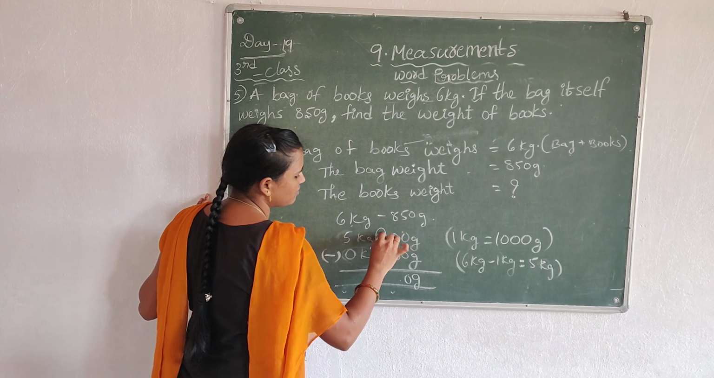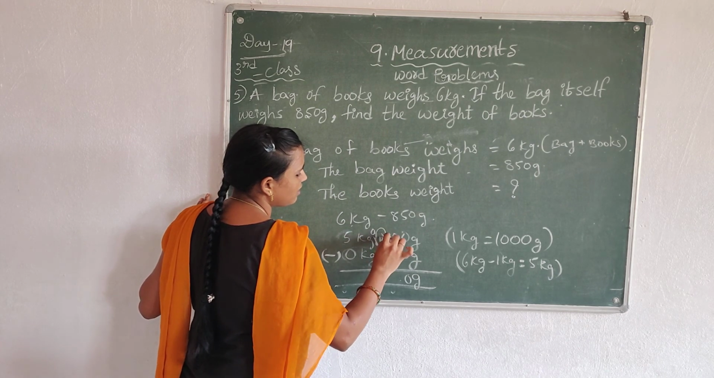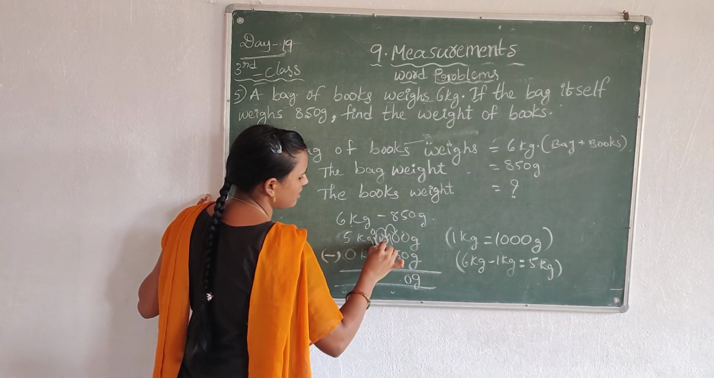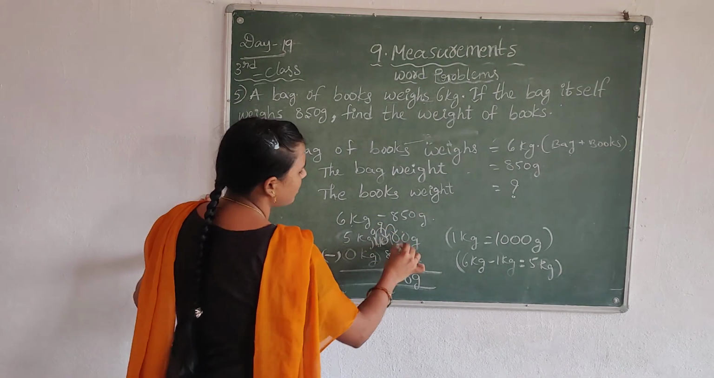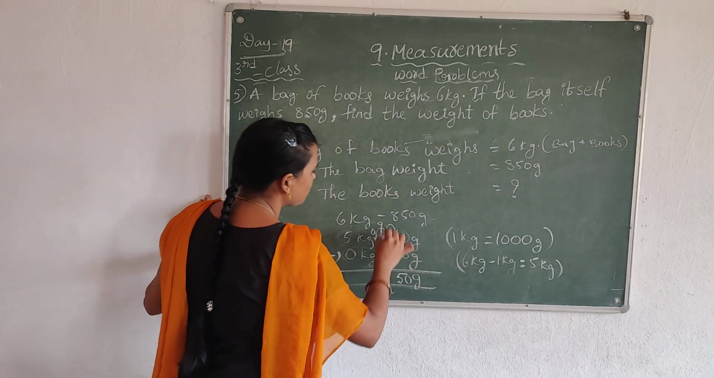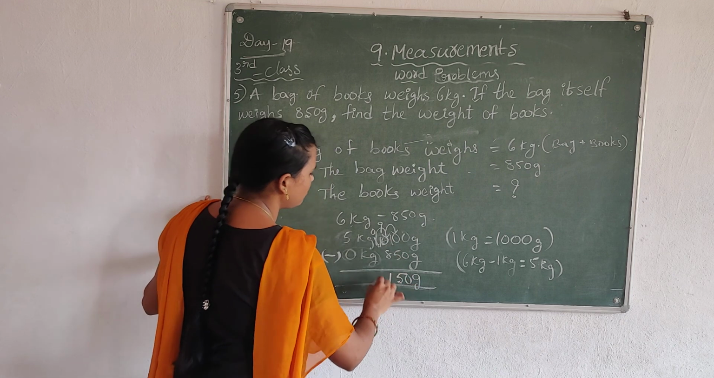Take a borrow from here to here. This is 0. And take a borrow from here to here. This is 10. And this is 9. 10 minus 5 is 5. 9 minus 8 is 1.